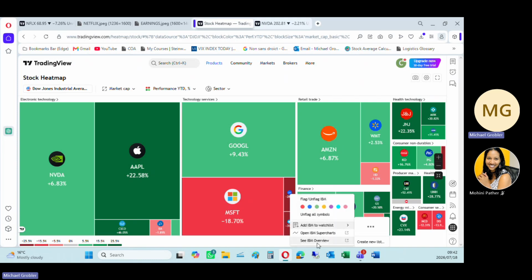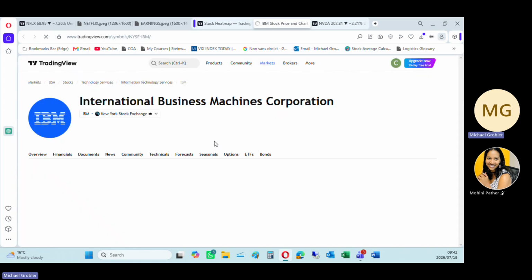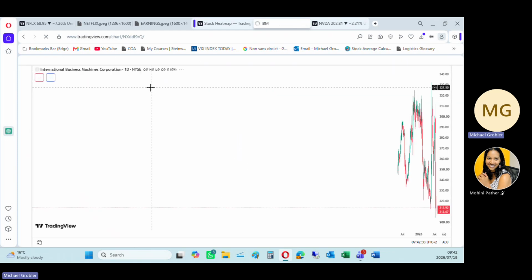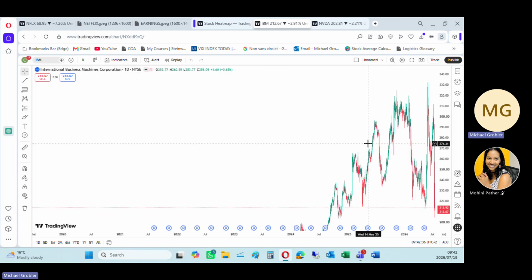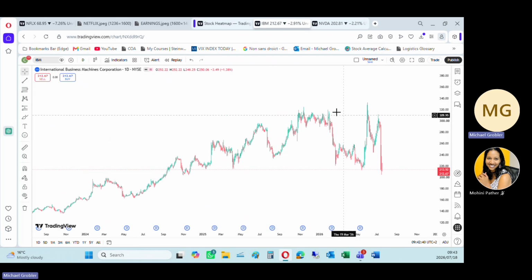IBM, let's have a look at that one. That one had a very interesting day this week. The reason being, it came out with what were considered to be disappointing earnings. They weren't bad. They were just very disappointing to the market. And now you know how big this company is. It's IBM. Everybody knows IBM.